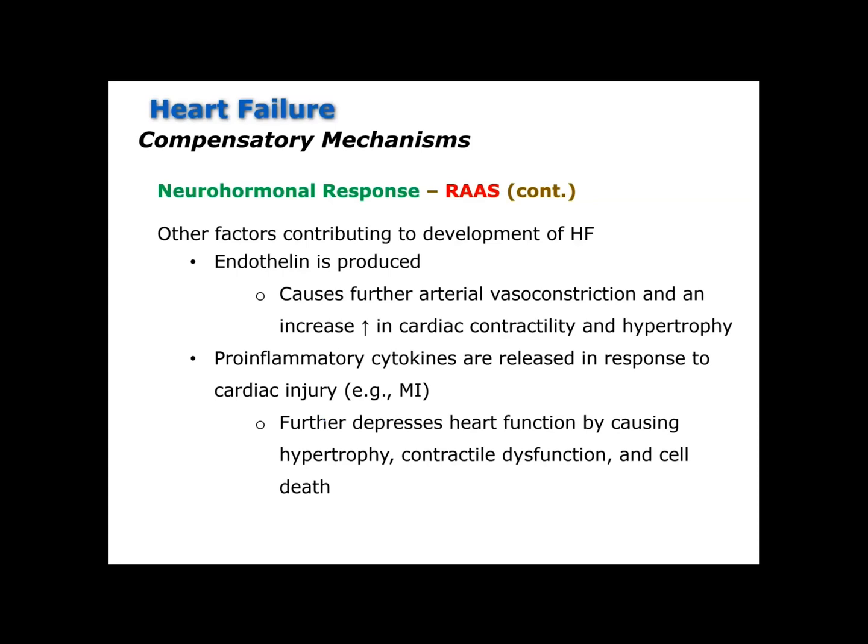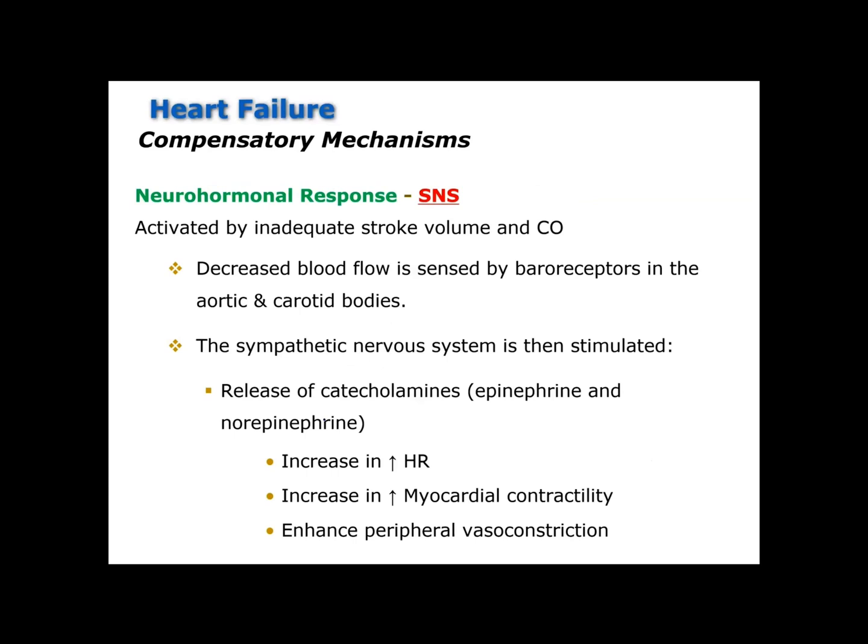And then you've got your pro-inflammatory cytokines released in response to cardiac injury, which further depress heart function by causing hypertrophy, contractile dysfunction, and cell death. So like I said, endothelin and the pro-inflammatory cytokines are what cause the remodeling of the ventricles to cause a hypertrophy, like we talked about in the previous lecture, where you increase the mass, so it increases your cardiac output, but it decreases the volume.